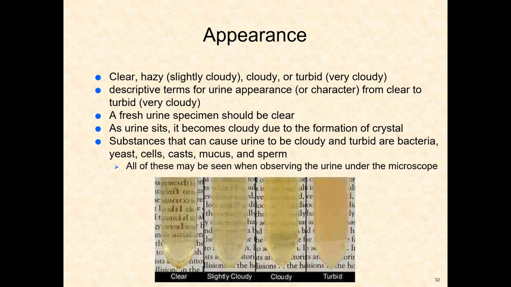So as you can see with these urines that we have here, the clear one, you can see a newspaper through it. Slightly cloudy, you can just barely make it out. Cloudy, you can tell there's words there, but barely. Turbid, you cannot see any words at all. So when we describe what the urine looks like to the physician, these are the terms that we use.